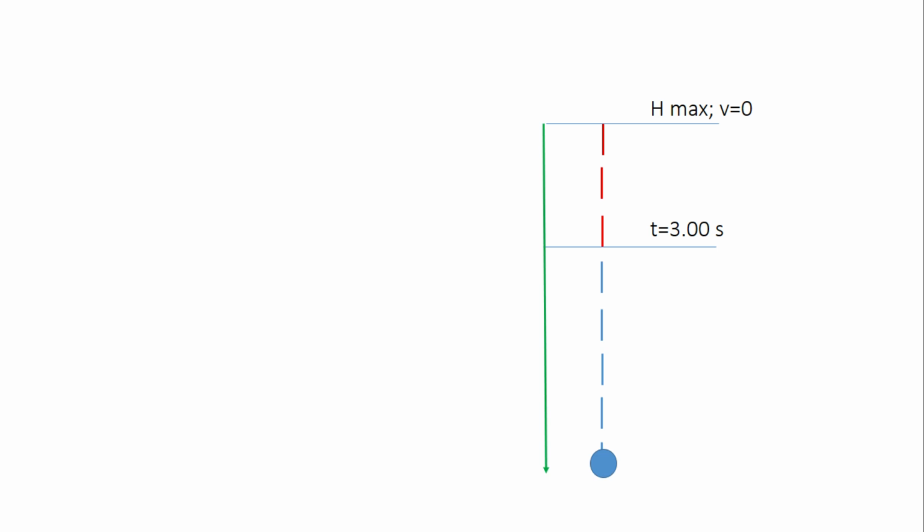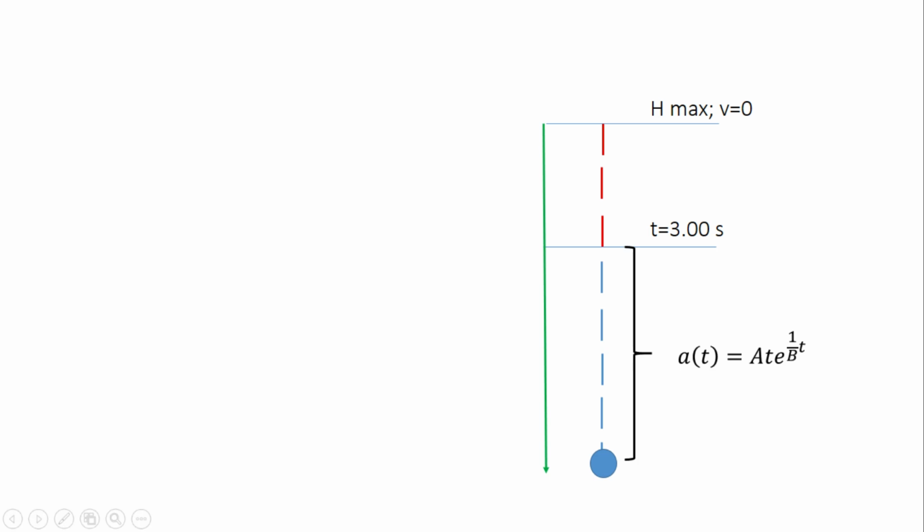Now we have identified the 3 stages of the motion. Let's solve them one by one. The first stage is the blue dashed line, corresponding to the first 3 seconds. Our only input is the equation that defines the particle's acceleration.